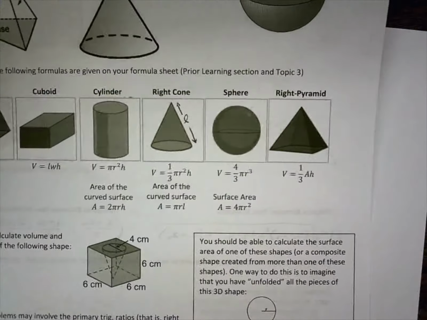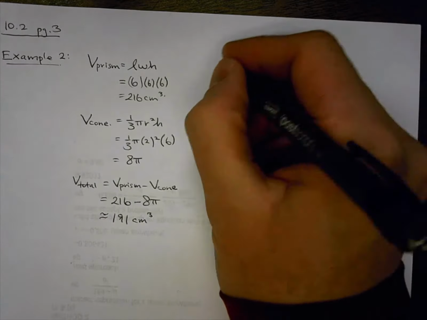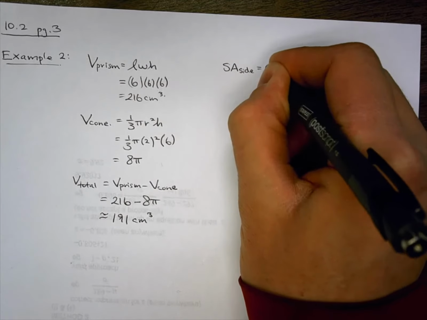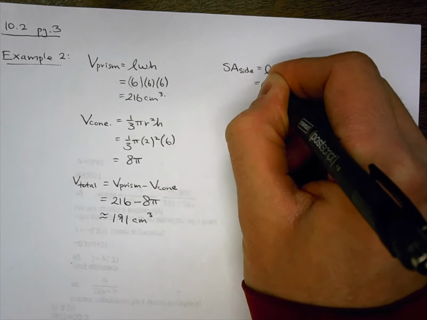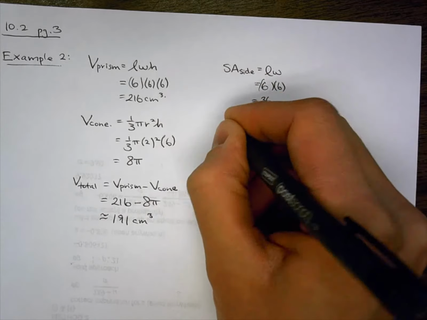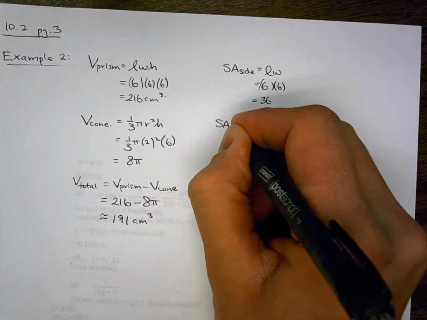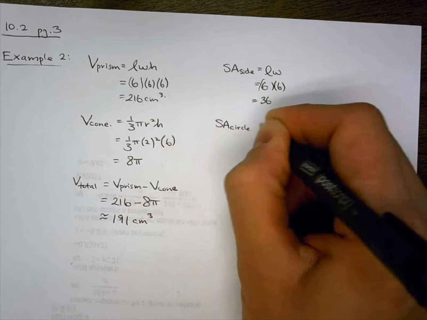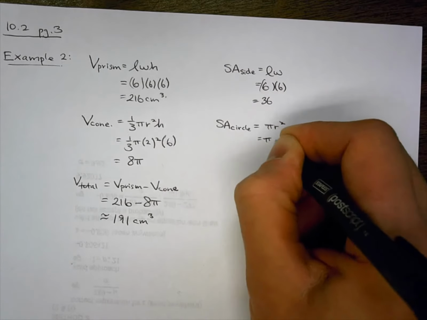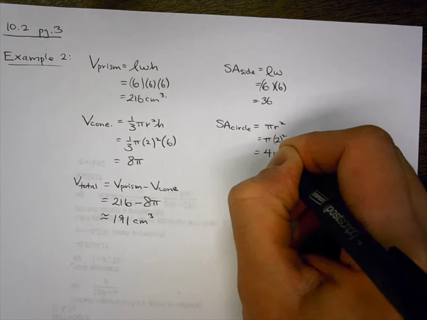Okay, so let's get to work. We want to figure out what the surface area is. So let's start with the surface area of a side. That would be length times width, which is 6 times 6, which gives me 36. Now, I want to figure out the surface area. Again, you guys might have a slightly different method. I want to find out the surface area of the circle, which is pi r squared. In this case, it's pi times 2 squared. So that would be 4 pi.